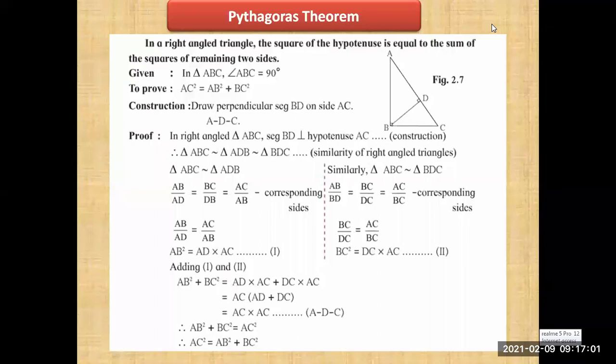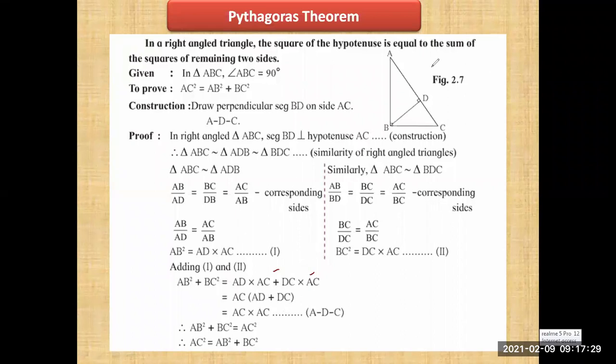So see, AD into AC, DC into AC. In this, AC is a common term. So we write here AC as common. As we have taken AC as common, then we have the remaining terms AD plus DC. Okay, so AC as it is.